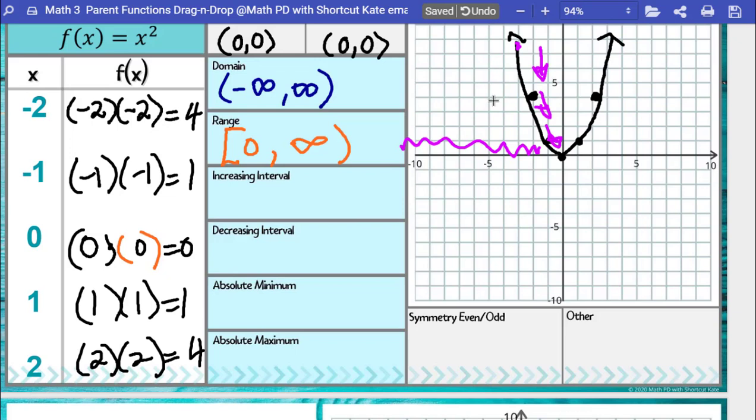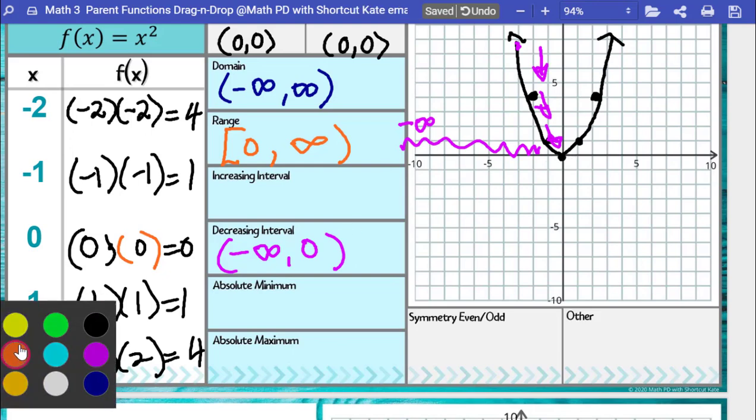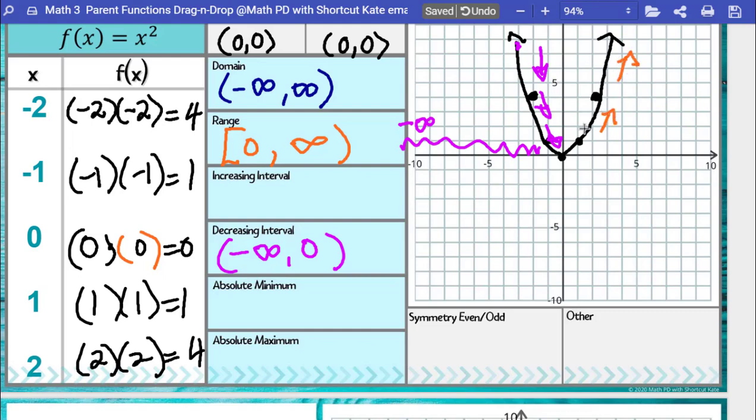So I did decreasing first, so I'll go ahead and write that first. The function is decreasing from negative infinity up to 0, but we do not include 0 because 0 is neither increasing or decreasing. And then the remainder of the function is increasing, not including 0. This function has an absolute minimum at the value y equals 0. It does not have a maximum value because of the arrows.